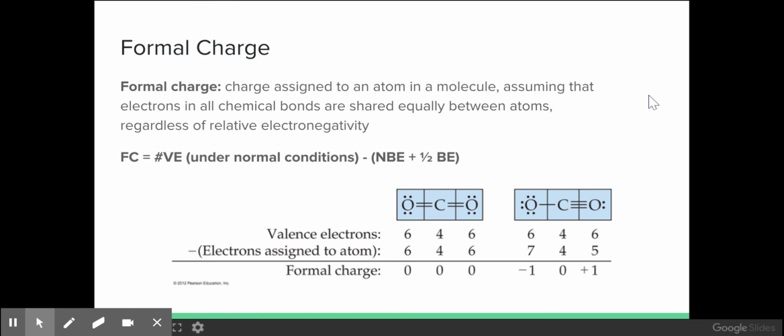We're going to take some time and review some more advanced concepts with covalent bonding in the next mini lecture.